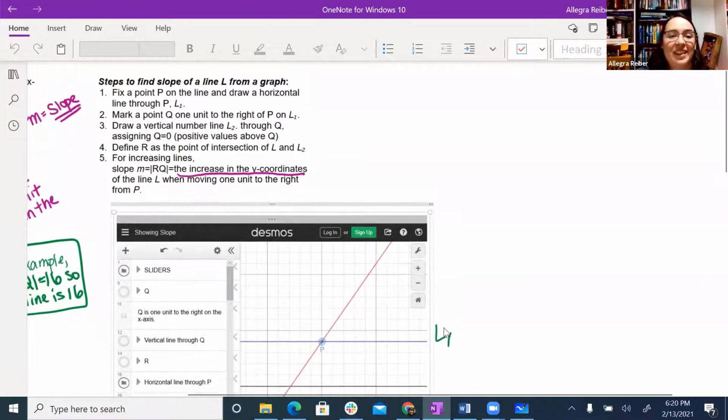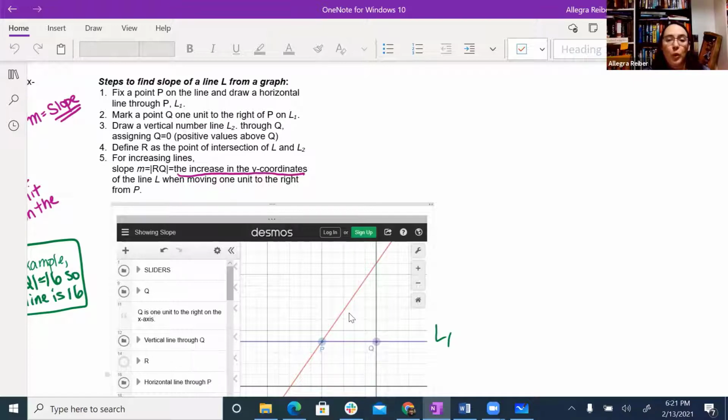Next, I'm going to mark a point 1 unit to the right on this line L1. That way it's exactly level with P, at the same height as P, same y coordinate, and it will be 1 unit to the right. So that I can build that perpendicular vertical line through Q to find my point on the line I care about. So I've made my point 1 unit to the right, and then I draw a vertical line through Q again.